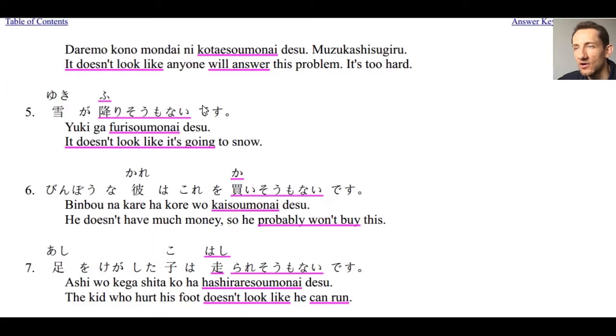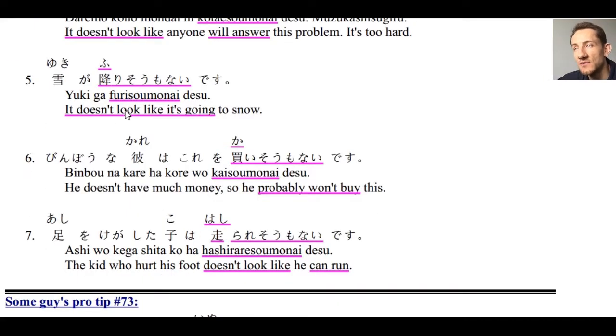And let's see, we've got a couple more. Number five, 雪が降りそうもないです。It doesn't look like it's going to snow. 降りそうもない。Number six, 貧乏な彼はこれを買いそうもないです。So it doesn't look like he has much money, so he probably won't buy this. 貧乏 means poor.